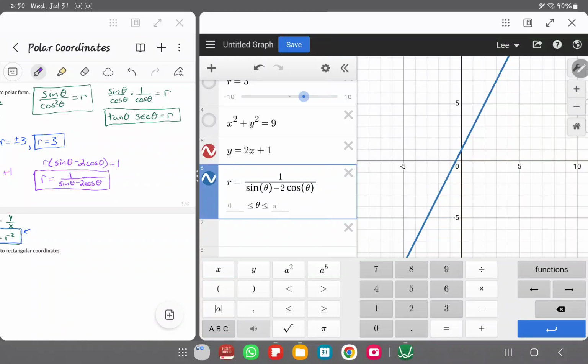All right, that'll do it till the next video. Next video we'll go the other way, converting from polar into rectangular.